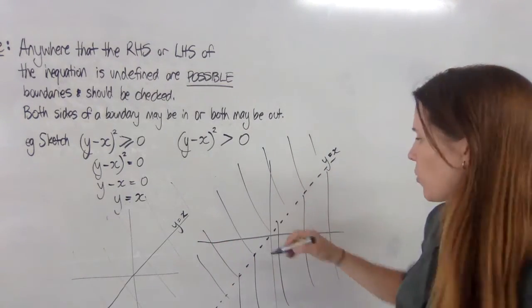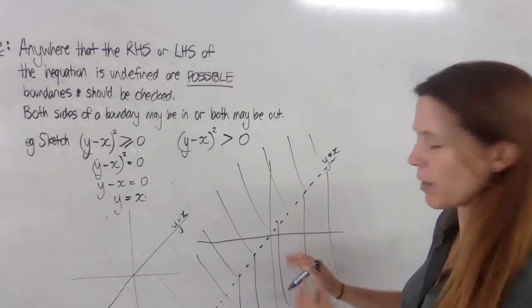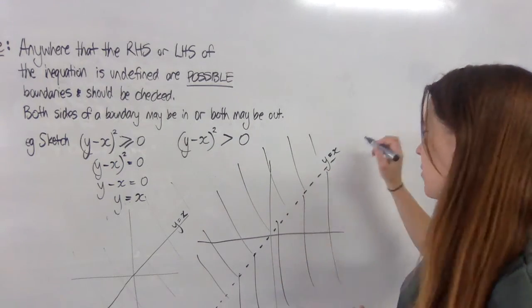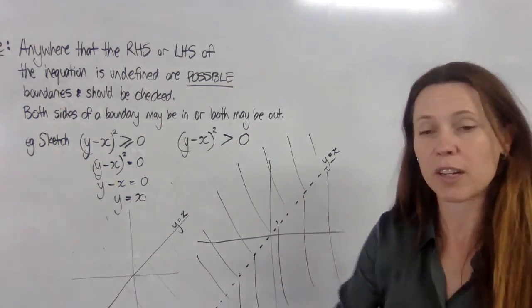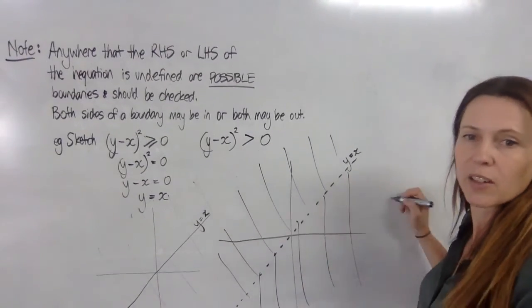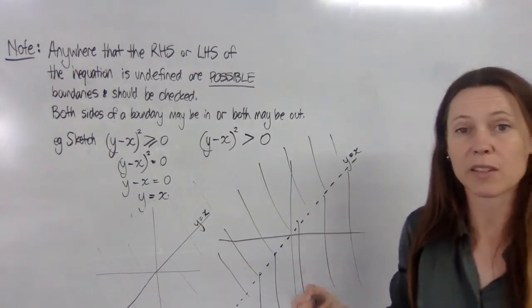So it might be handy to actually show your shading going this way and going that way rather than going all the way across to make it really clear that the line isn't included. You could even write a sentence to say shade the entire plane except the line y equals x, so it's really clear what you've done.